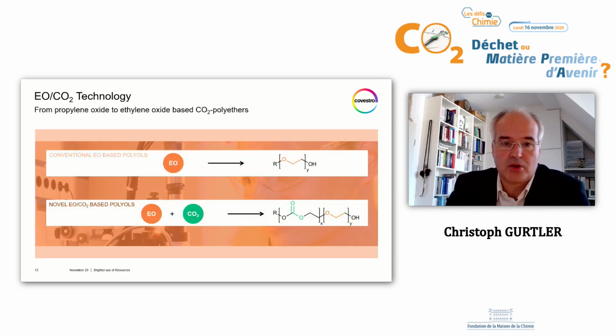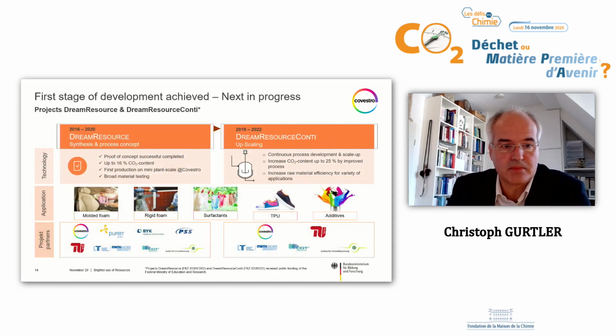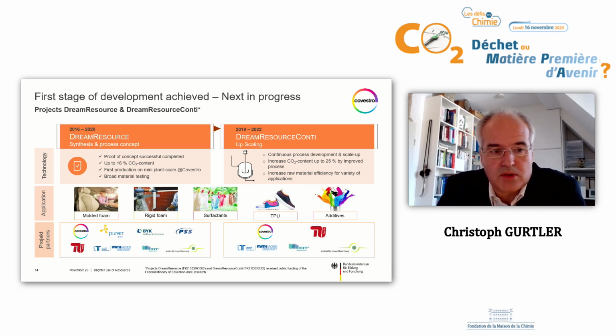Let's switch the topic from propylene oxide to ethylene oxide. Chemistry-wise, this looks similar but is very different in terms of the chemistry behind it. I will give you a few examples of what we are doing currently in that field. We came up a couple of years ago with the Dream Resource project that showed us that making use of CO2 and ethylene oxide is working in principle. So we had up to 16% CO2 content within the respective intermediate that we make, and we started broad material testing.